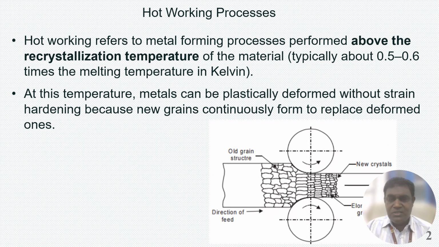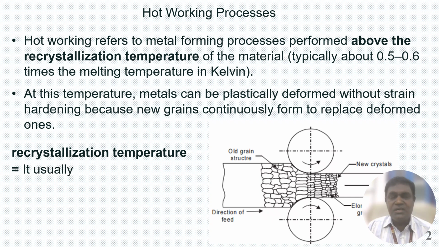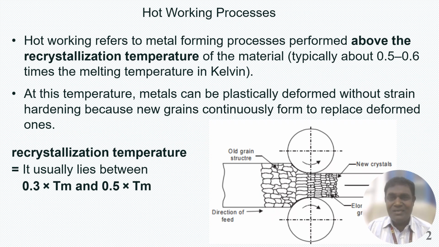Now look at this diagram. Here this is the original size of the grain. Under the pressure of these two rollers, the grains are elongated and new crystals are formed. This is happening at the recrystallization temperature, which usually lies between 0.3 times the melting temperature of that particular material to 0.5 times the melting temperature of that material.